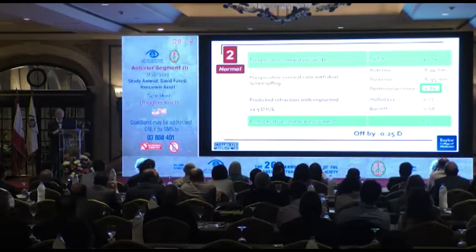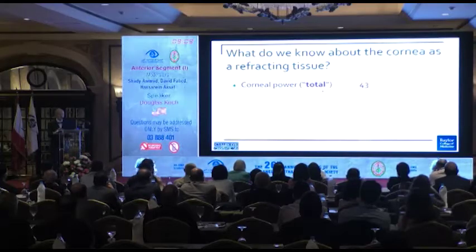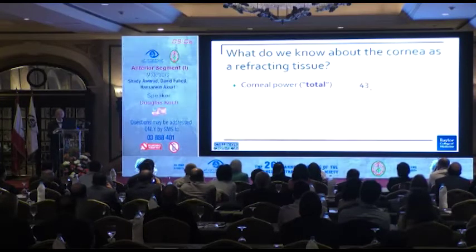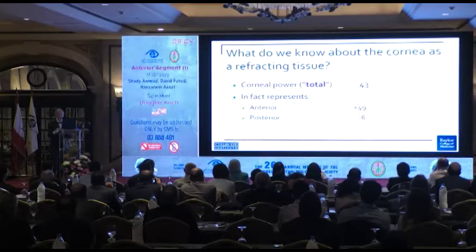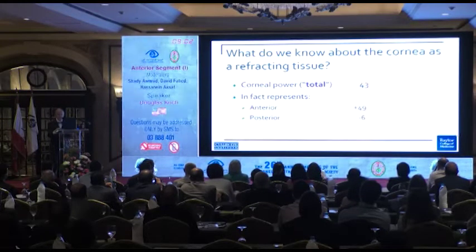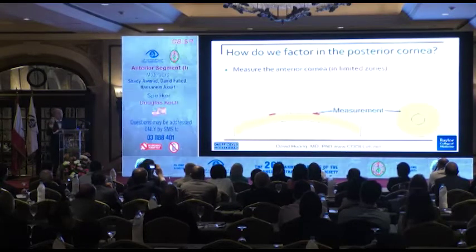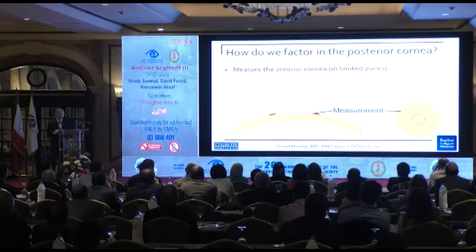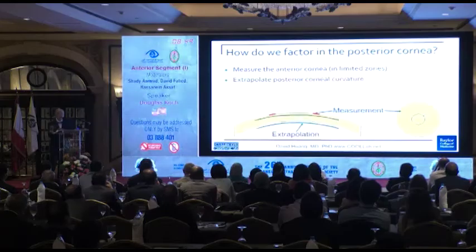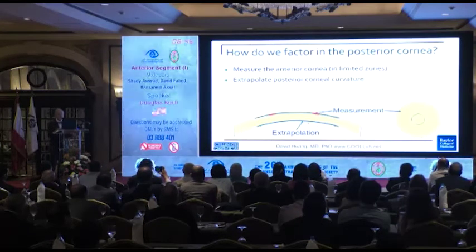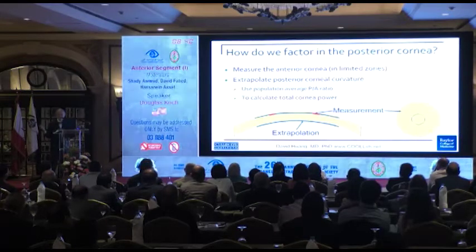But it is interesting if you look at that 0.85, because we looked at the average population. First of all, we know that when we say corneal power is, for example, 43, it's really 49 on the front and minus 6 on the back. And the minus 6 is, of course, a guess, because the way we take into account the posterior cornea is by extrapolating. We don't measure it at all. We measure the anterior cornea in some selected small zone, and then we extrapolate posterior corneal curvature using a ratio from the front to the back that is based on a population average.